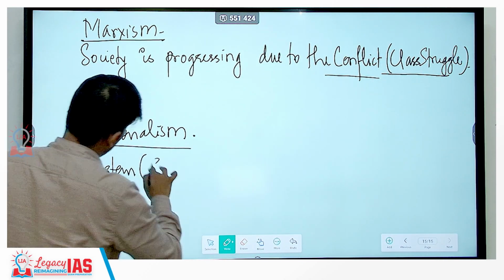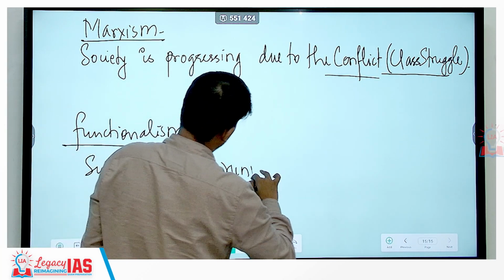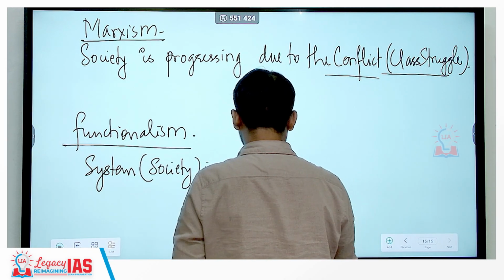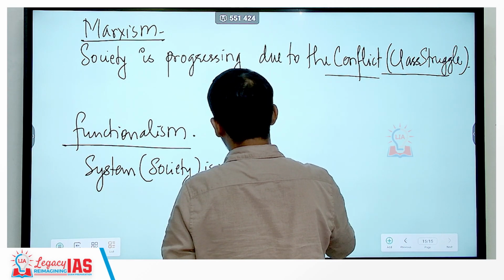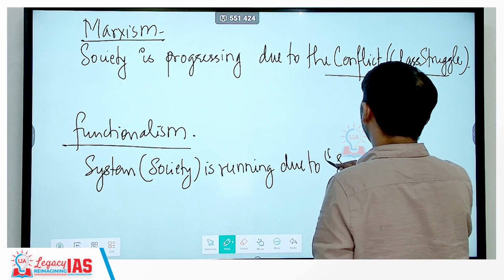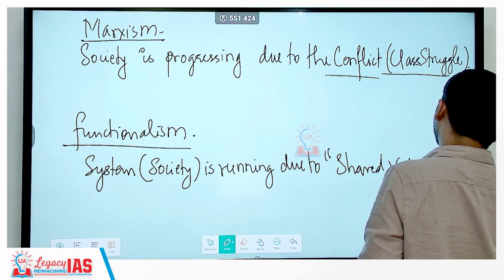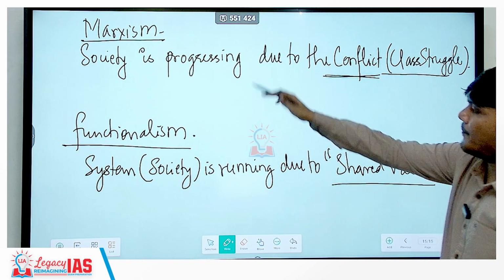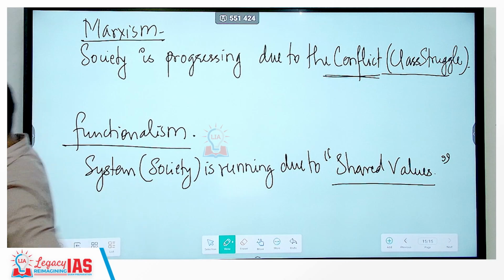System, that is the society, is running smoothly, is running due to shared values. Shared values and conflict, two completely different points of view. Okay, so this is the conflict theory, Marxism.